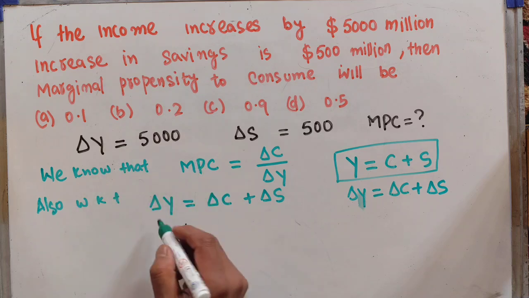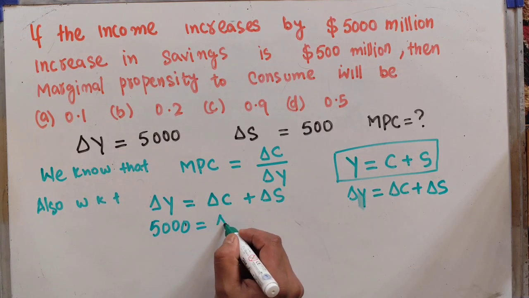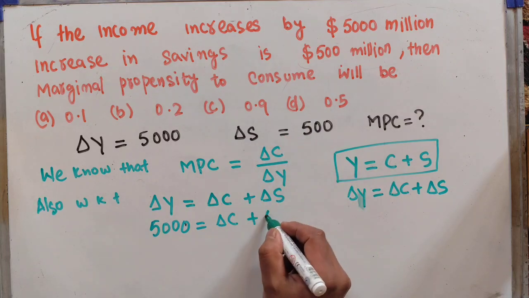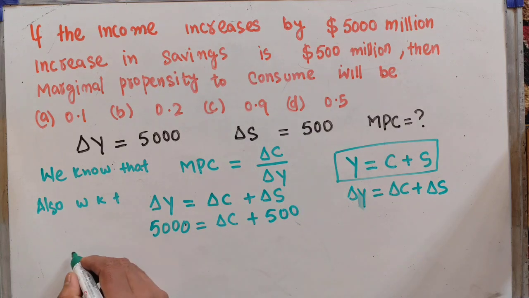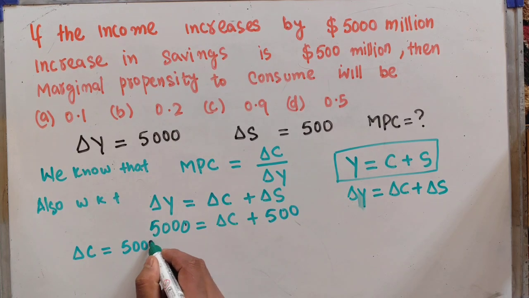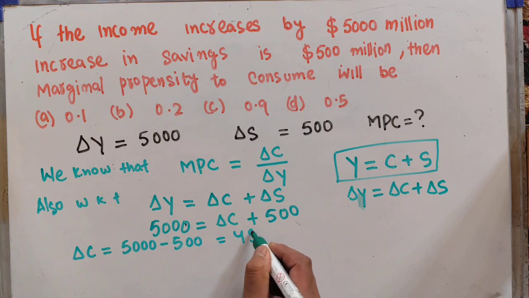Now change in income is 5,000. The change in the consumption we are supposed to find. Change in the savings is 500. Solving for C, that means del C will be equal to 5,000 minus 500, which comes out to be 4,500.